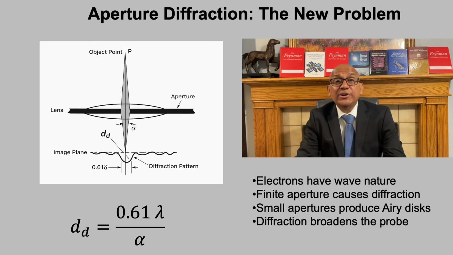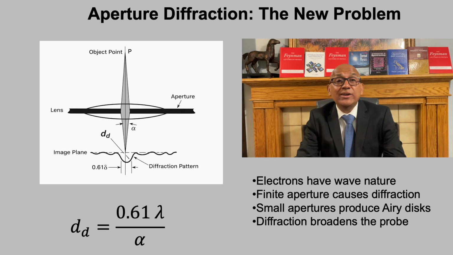Up to this point, apertures appear to be an effective solution for reducing spherical aberration. However, the same aperture introduces a new and unavoidable problem. Electrons are not only particles, they also exhibit wave-like behavior. When an electron passes through a finite aperture, diffraction occurs, just as it does for light passing through a small opening. As a result, even if the lens were perfect and all aberrations were removed, the beam would still not form a perfect point at the image plane.